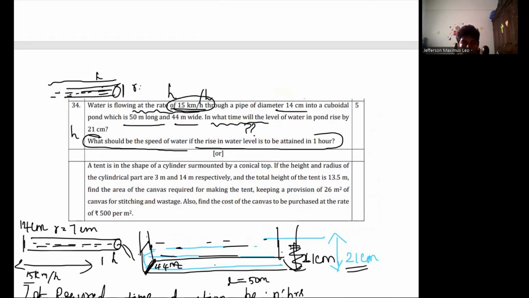A tent is in the shape of a cylinder surmounted by a conical top. If the height and radius of the cylindrical part are 3 meters and 14 meters respectively, and the total height of the tent is 13.5 meters, find the area of the canvas required for making the tent, keeping a provision of 26 meters square of canvas for stitching and wastage. Also find the cost of the canvas to be purchased at the rate of 500 rupees per meter square.